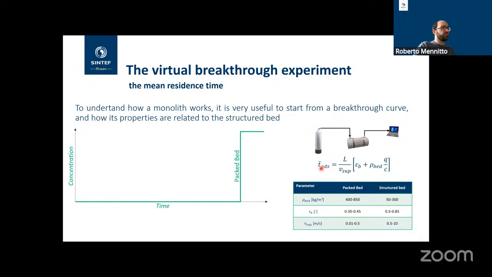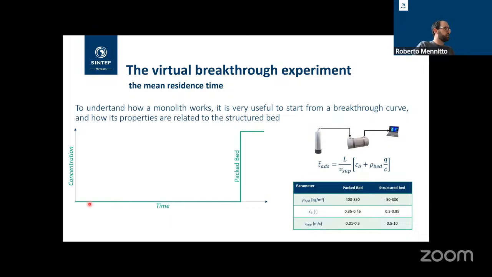And we can write a mass balance and write the equation for the mean residence time, which is going to be proportional to the length of the bed, the superficial velocity we flow inside the bed, the bed voidage, the bed density of the sorbent, and the amount adsorbed over the concentration of the gas that you are targeting. And here I give some average values of density, bed voidage, and superficial velocity that we would find in packed bed applications versus structured bed applications.